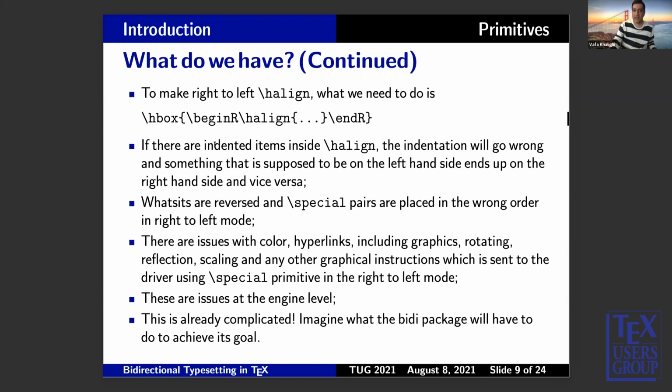If there are indented items inside halign, which are created using the primitives hangindent and parshape, the indentation will go wrong. What I mean here is that the indentation gets reversed, and something that is supposed to be on the right-hand side ends up on the left-hand side and vice versa. So this is quite complicated.